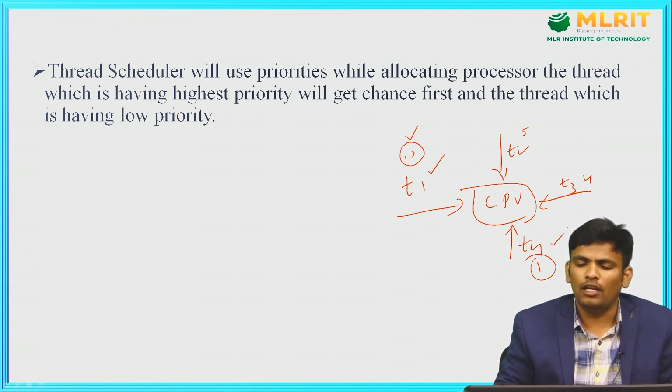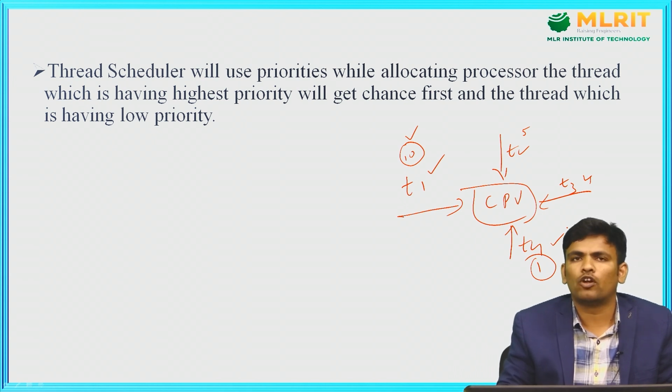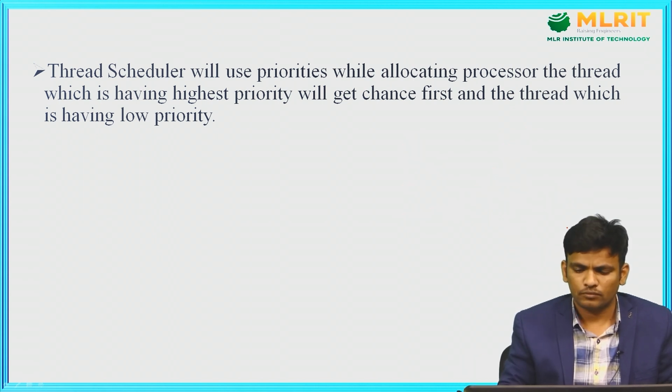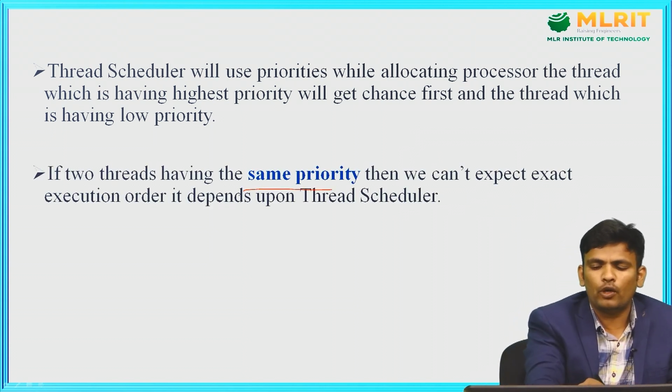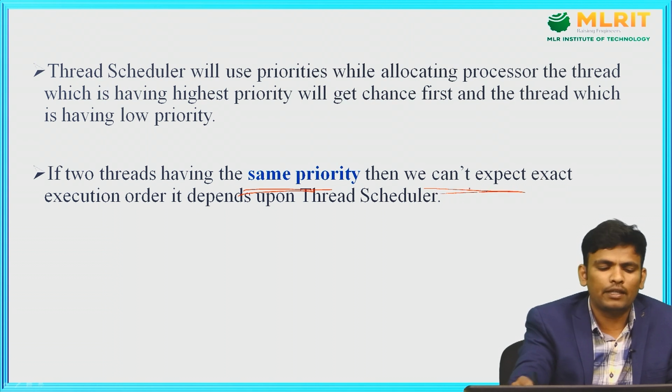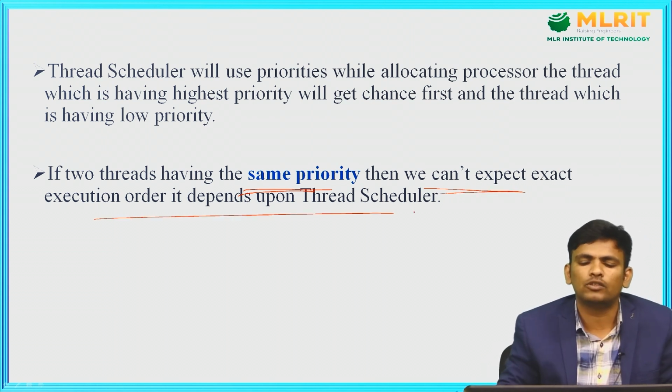But still, this priority may be considered and sometimes it may not be considered. So your output will vary and depends on your vendor. If your operating system does not consider these priorities, they may be ignored. If two threads have the same priority, then we cannot expect an exact execution order; it depends on the thread scheduler.